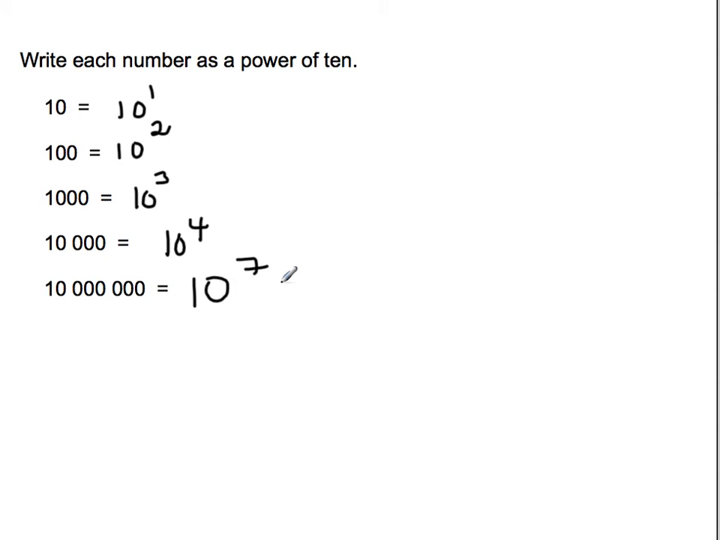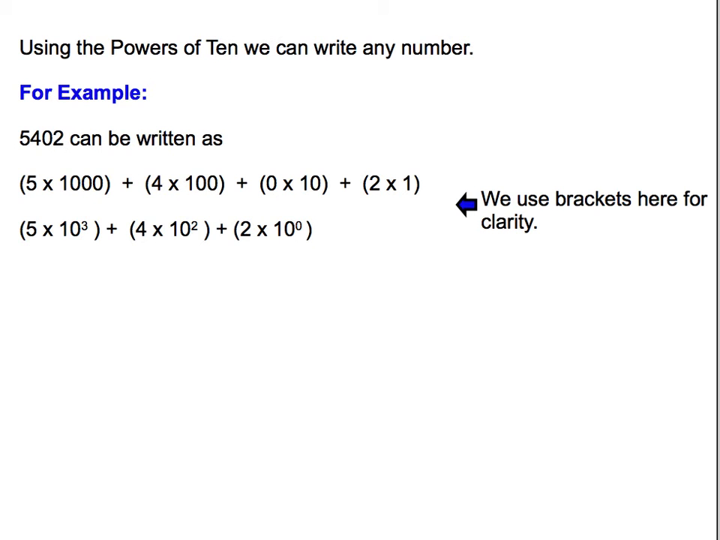We're going to use this in order to rewrite numbers. So we can rewrite any number using a power of 10. And this is really important for later on when you talk about scientific notation. But for now, we're just going to practice the skill. So if you remember, I can write 5,402 as 5 times 1,000, because 5's in the thousands place. 4 is in the hundreds place. 0 is in the tens place, and 2 is in the ones place. This was expanded form that you learned way back in, I think, grade 4.